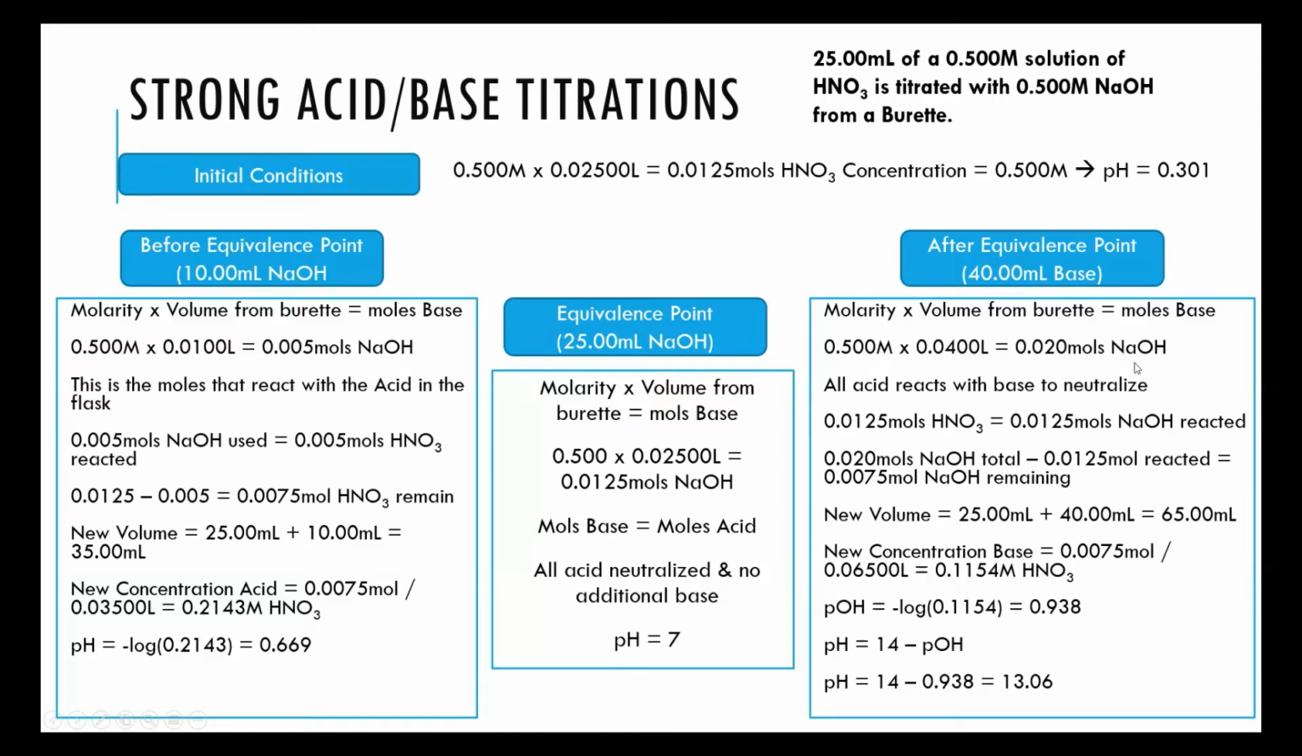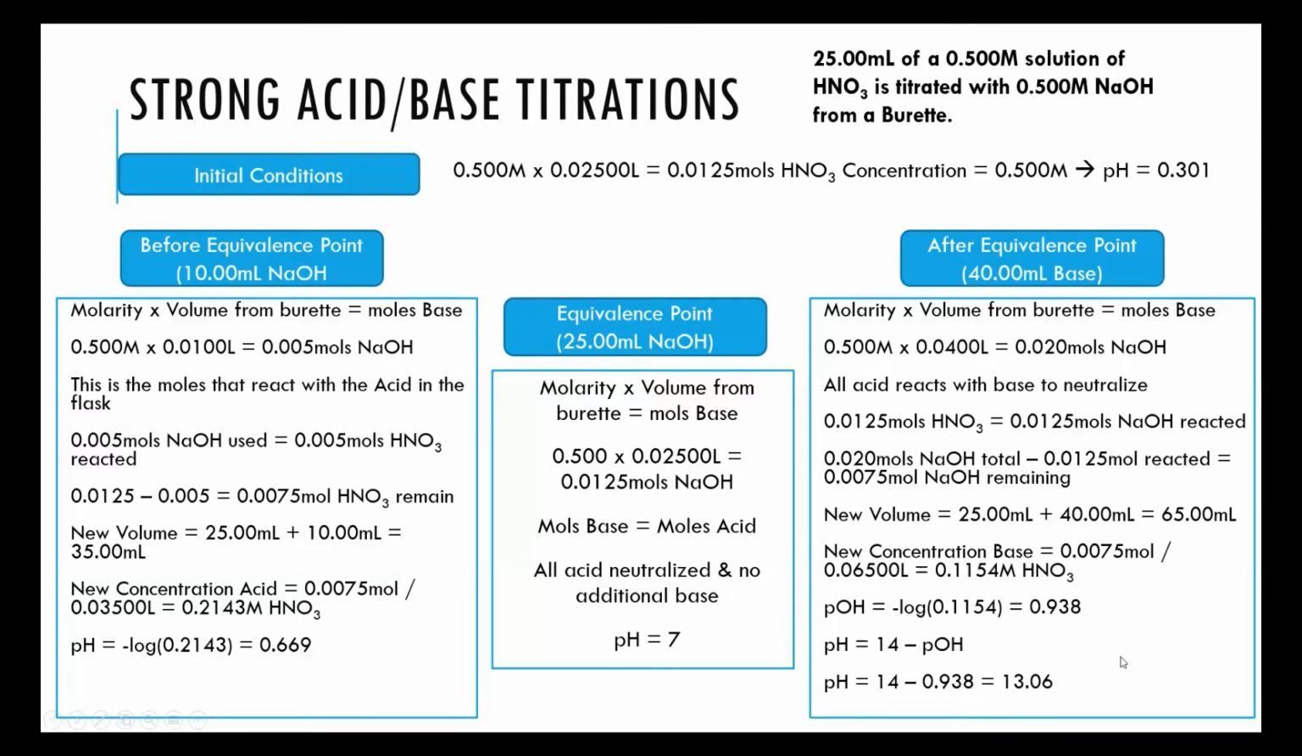When we look at the concentration of the sodium hydroxide, we can obtain the pOH. That's the negative log of the concentration of hydroxide. And when we do that, we find the pOH is 0.938. Since the pH plus the pOH is always equal to 14, you could solve for the pH itself, 14 minus 0.938. And that gives a pH value of 13.06.